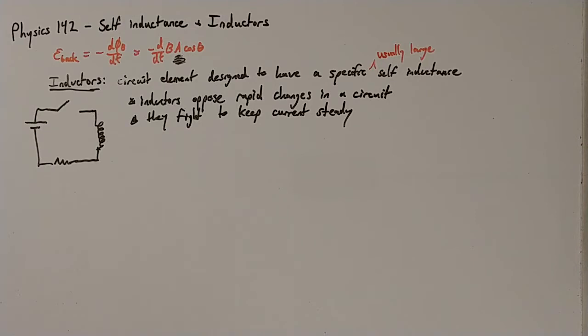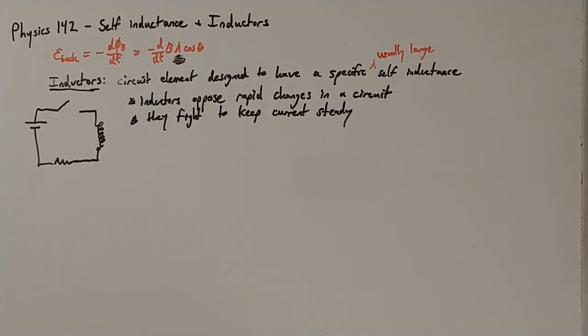So anytime you need to keep your current flow steady, you probably want to put an inductor in your circuit, because its job is to oppose change. It's to keep the current steady. So great, we have inductors.